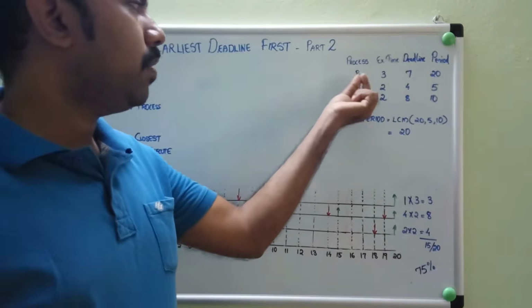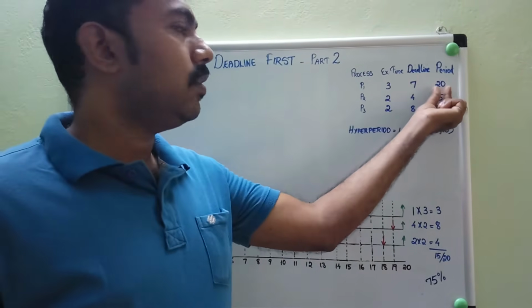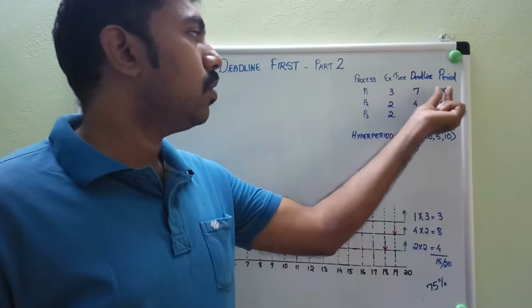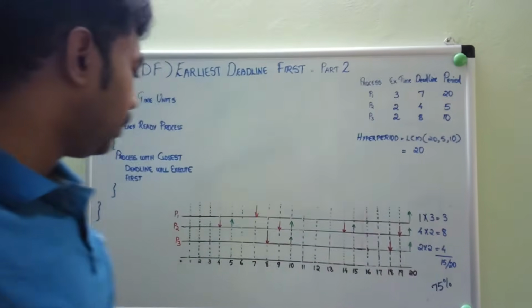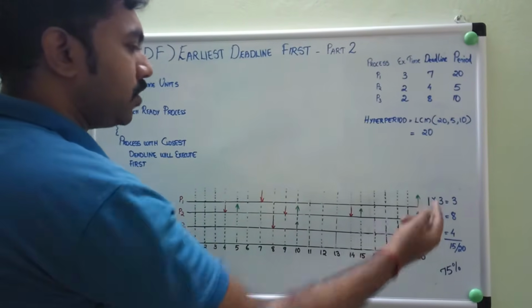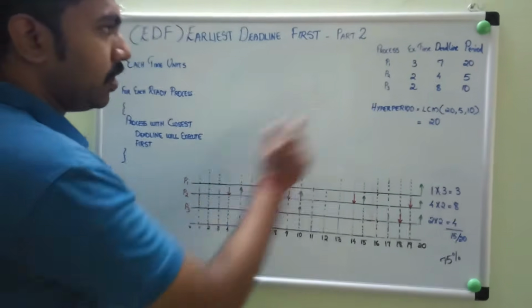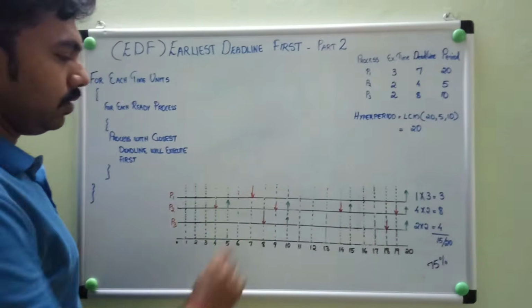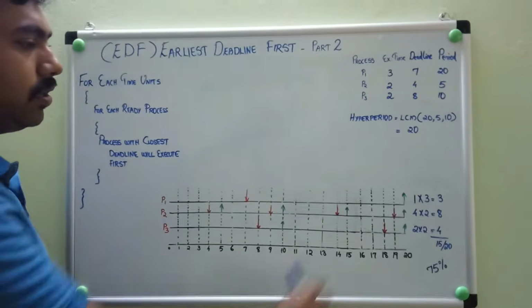Consider P1. P1 has to execute 3 time units in 20 time units. So over the period of 20 time units, within the deadline of 7 time units. The next initiation is happening after 20 only, but within 7 time units it has to finish its 3 time units task. This is the deadline. Deadline is marked in red color and initiation time is marked in green color.